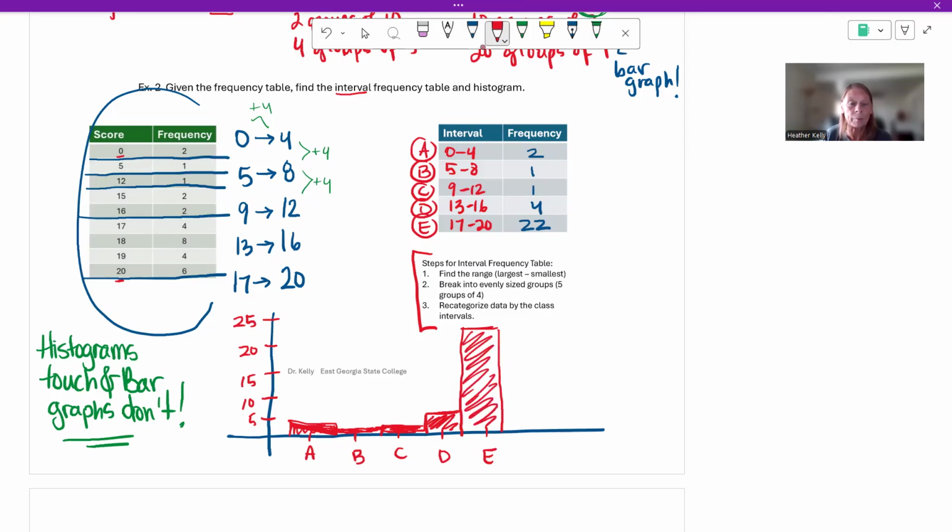But that's a histogram. And notice a couple of things. They're touching. They touch on the sides here, okay? Because why? Because they're showing a range. Bar graphs show individual data points and their frequency, and a histogram shows the range of data points and their frequency. Okay, let's keep on going here.